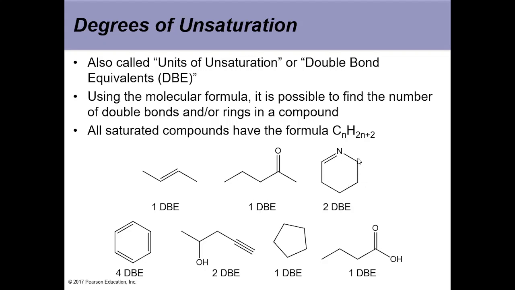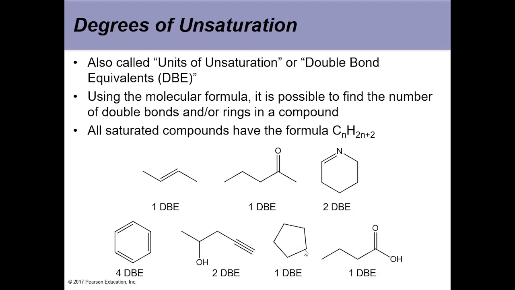In the third structure, there's a ring as well as a double bond. The ring counts as 1 DBE, and the C=N double bond also counts as 1 DBE. Therefore, in this structure, there are a total of 2 DBEs. In the next structure, to the very left, there's a ring and 3 double bonds, so 3 double bonds plus the ring total 4 DBEs. In this structure, there's only 1 triple bond, but every triple bond has 2 pi bonds, so every triple bond counts as 2 DBEs without any other double bonds or rings.